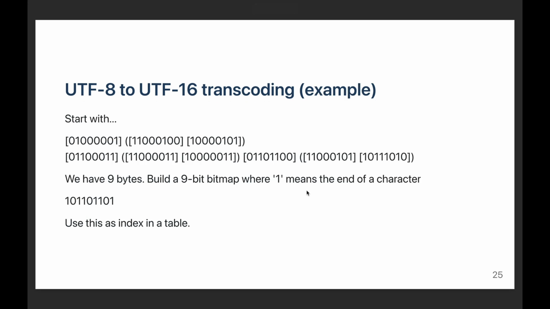To illustrate the construction of such a bit set, let us look at a concrete example. In my example, I have an ASCII character followed by a 2-byte character followed by another ASCII character followed by a 2-byte character followed by an ASCII character followed by a 2-byte character. The corresponding bit set is 101101101101. Treating this bit set as an integer value, I can use it as a key in a table, a flat table.